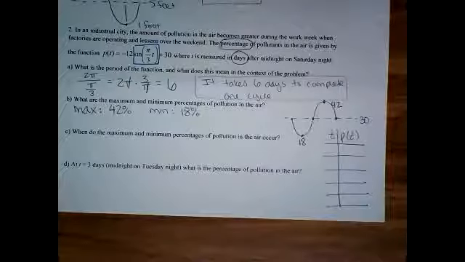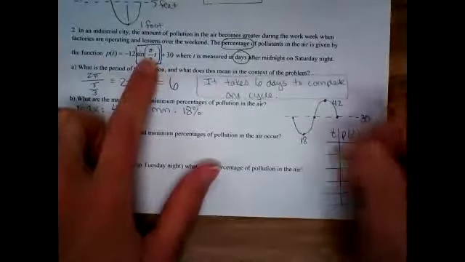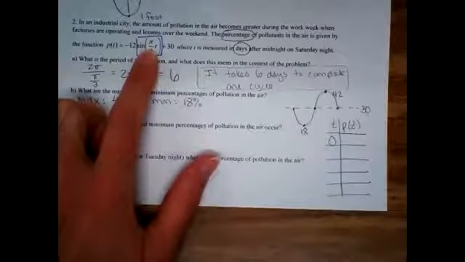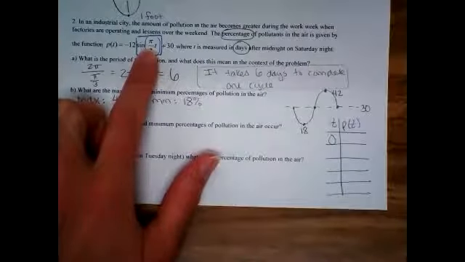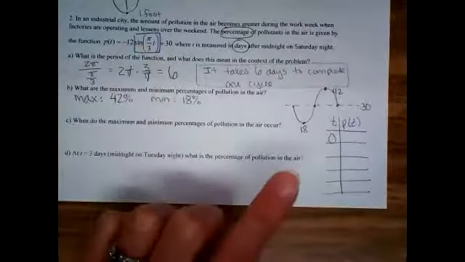So you start with the phase shift. This one doesn't have a phase shift. There's nothing added or subtracted in there. So we're going to start with 0. And then what was the period? Because we already found that in part A.